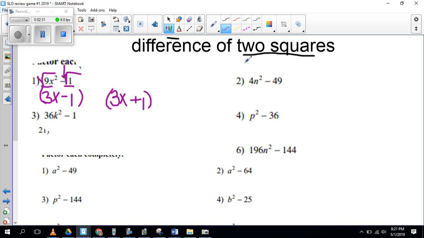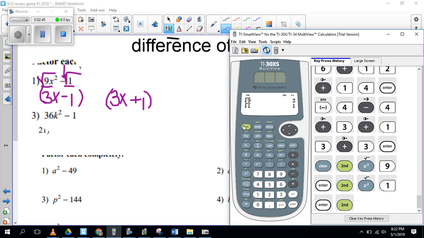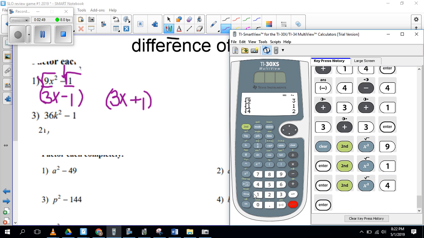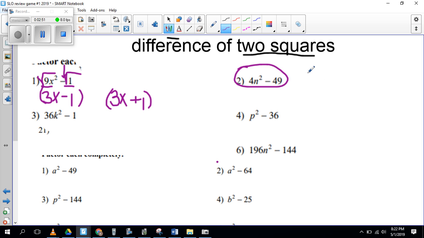Okay, so let's try this one here, number 2. We see it has a minus sign, so we're going to double check and see if both of the numbers are perfect squares. We take the square root of 4, and I'm doing this in a calculator just in case you don't know how to do it. The square root of 4 is 2, so we will have 2 here. Let's put a minus sign, and we will have a 2 in the other parentheses with a plus sign.